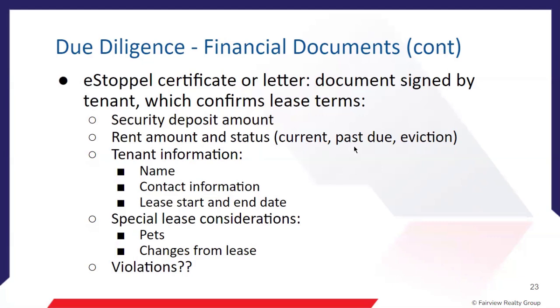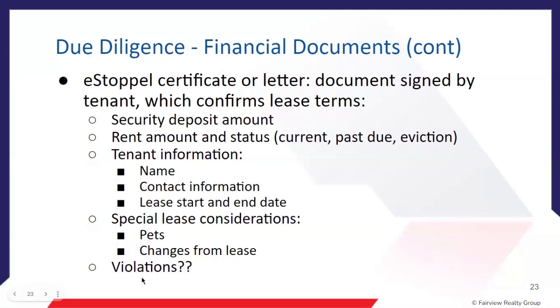Am I current? Do I owe some money? Am I in eviction as a tenant? This one, I'm not sure at this point whether I care too much. What their name is, their contact information, their lease start and end dates. This one would be really good. And then is this tenant getting any special lease considerations? Maybe you have a no pet policy, but you made an exception for this tenant, or you made any type of variation or change from the original lease that's different for this tenant. You want them to verify, because you don't want there to be any question about it later on.